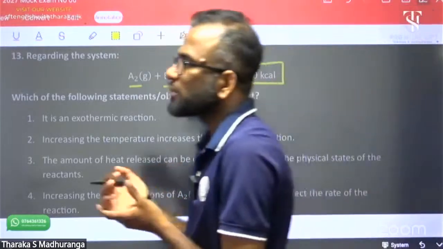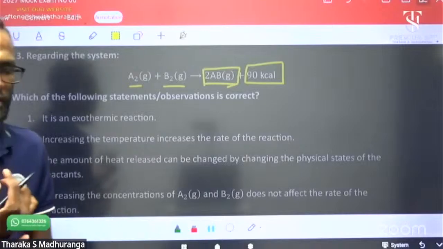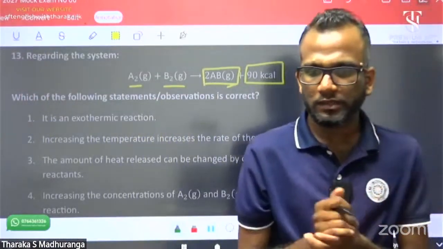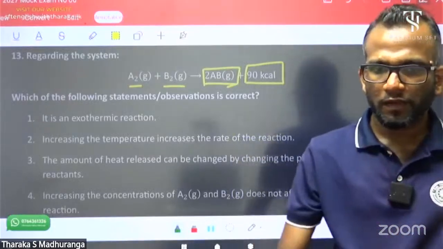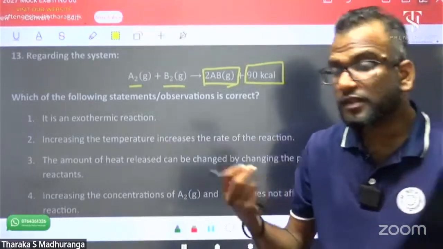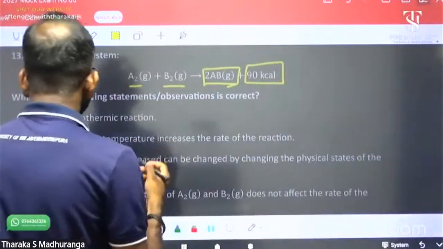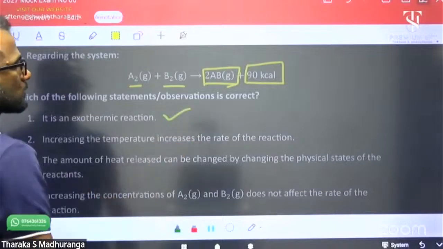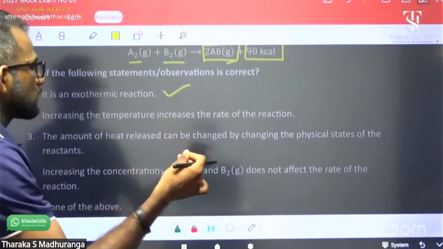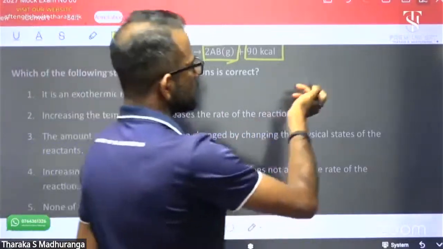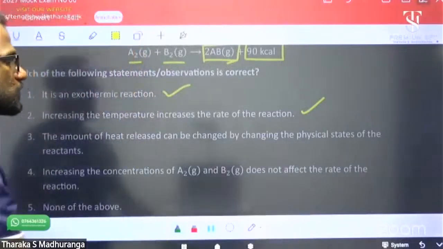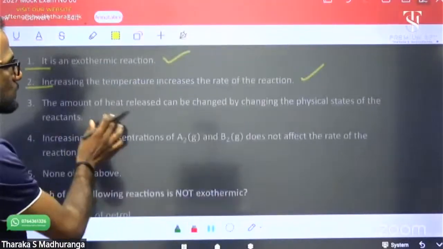Then is it exothermic or endothermic? What do you think about this reaction? Definitely, it produces some heat, then it is an exothermic reaction. Answer number 1 is correct. Increasing the temperature increases the rate of reaction. That one is also correct. Therefore, the first one and the second one are both correct.